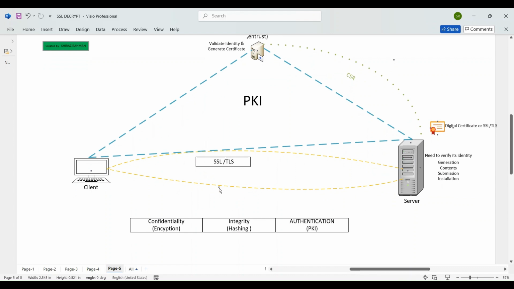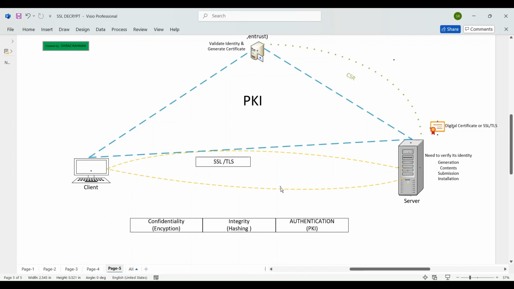So we have three triads. It's called the triad, which is very important in SSL/TLS. One is confidentiality, integrity, authentication. So we have heard about the CIA. It's a very catchy word, CIA. It's similar to the American agency CIA. So, just confidentiality, integrity, authentication.